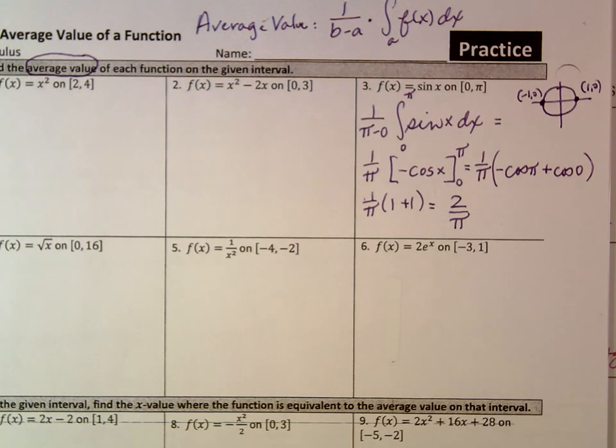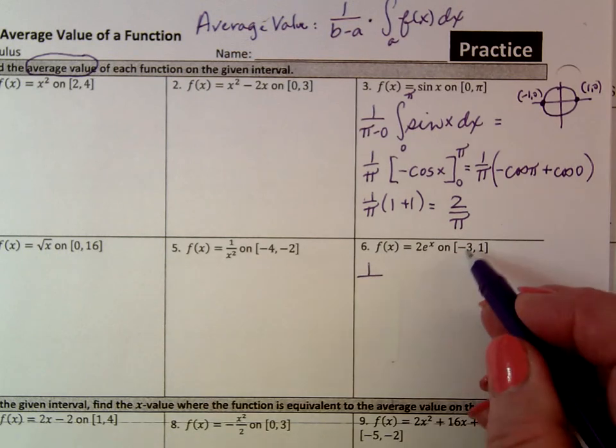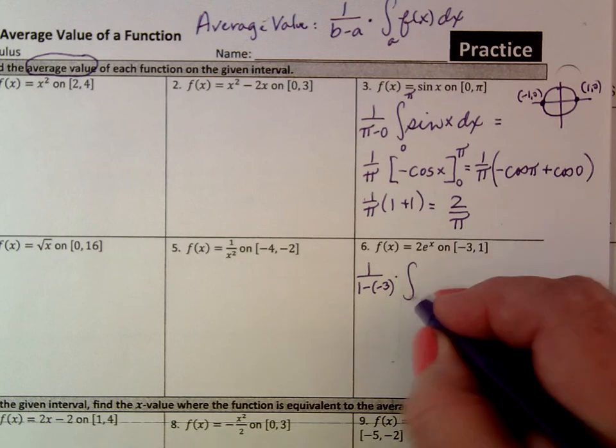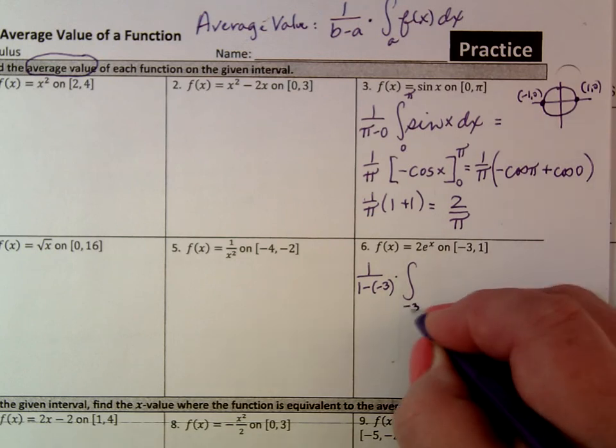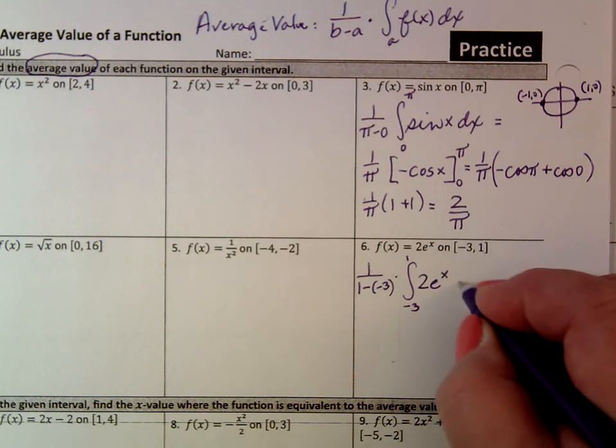And if I go to the numbers of 4, 5, and 6, and if I were to ask you in class which one you want me to do, you would pick 6 because it's got an e in it. All right, so let's try number 6. It's the same question. I'm going to do an average value. 1 over b minus a times the integral from a to b of f of x. So here it goes. 1 over b minus a, 1 minus a negative 3, times the integral going from a to b, going from negative 3 to 1, of the function 2e to the x with respect to x.